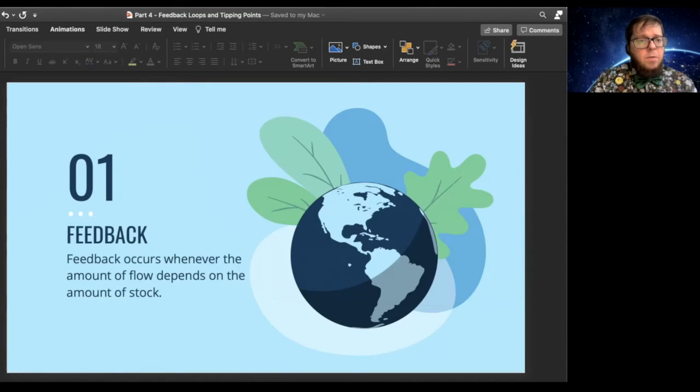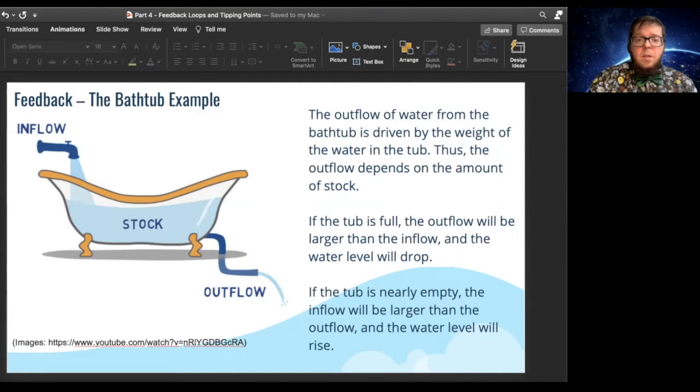Feedback occurs whenever the amount of flow depends on the amount of stock. We talked about stocks and flows of carbon. There are stocks and flows of many quantities that are relevant to the Earth's climate. Let's look at the water in a bathtub. This is a classic example in climate modeling as an introduction to the concept of stock, flow, and feedback.